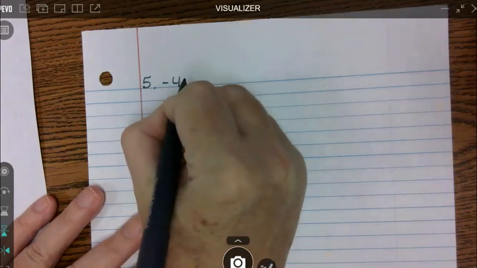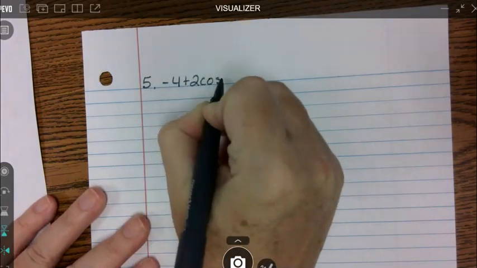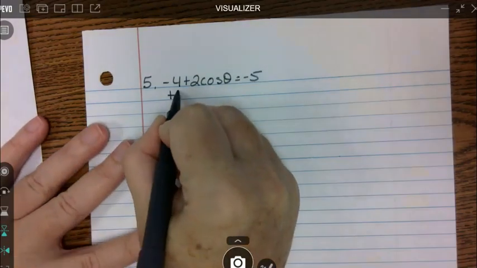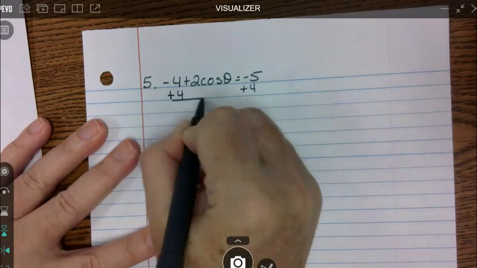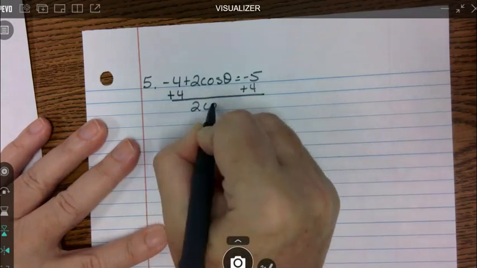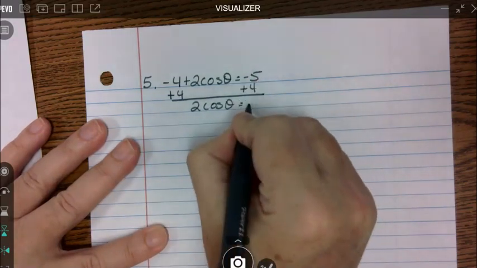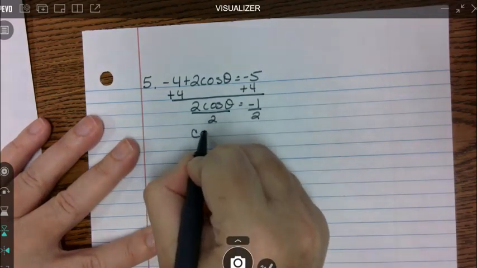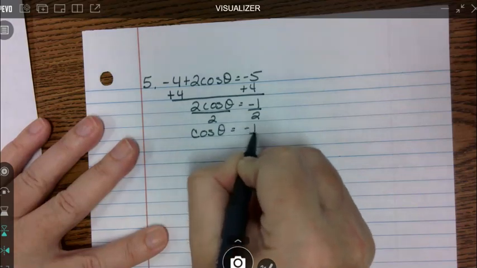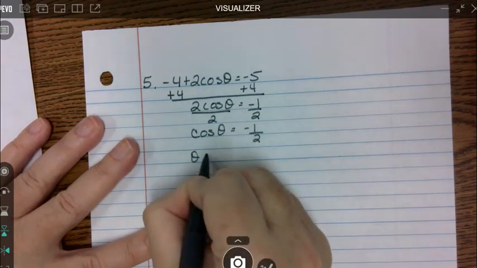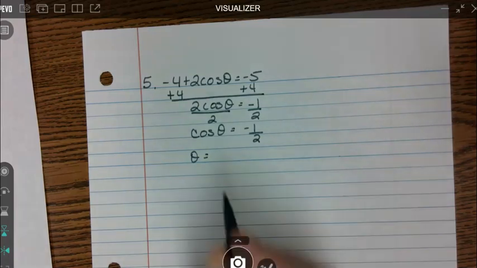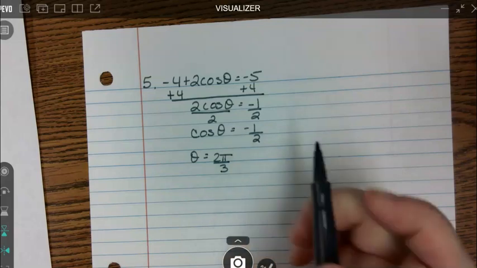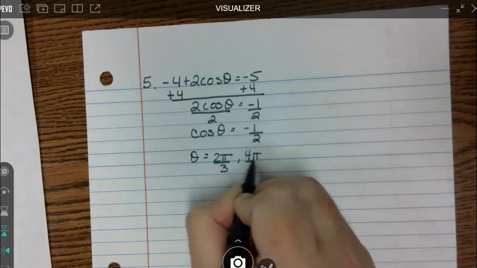Negative 4 plus 2 cosine theta equals negative 5. So we're going to add 4. We get 2 cosine theta equals negative 1. Divide by 2. And I get cosine theta equals negative 1/2. I feel like we just did this problem too, huh? So I get 2 pi over 3 and 4 pi over 3.